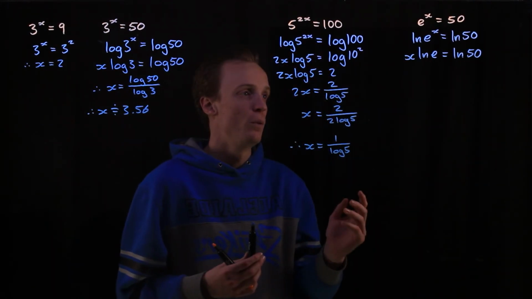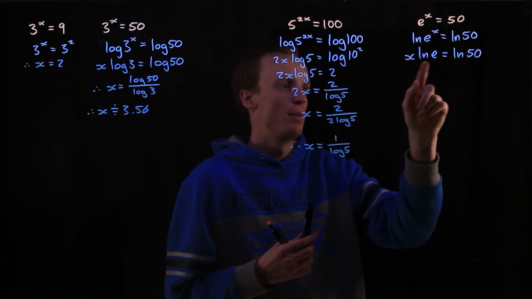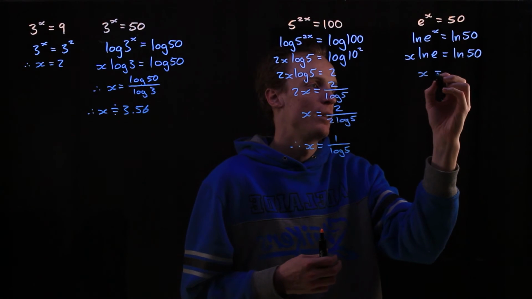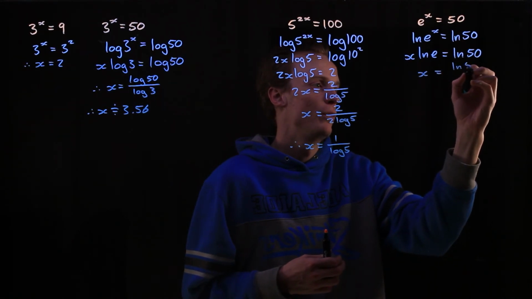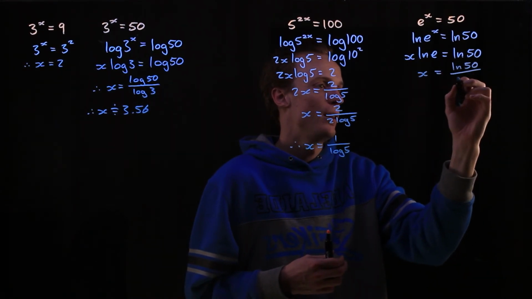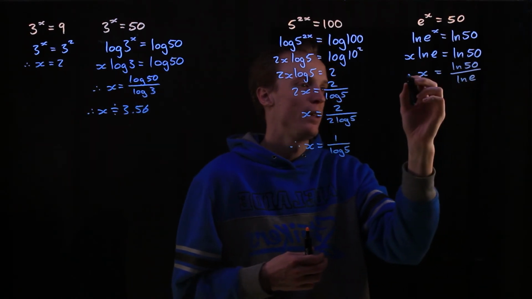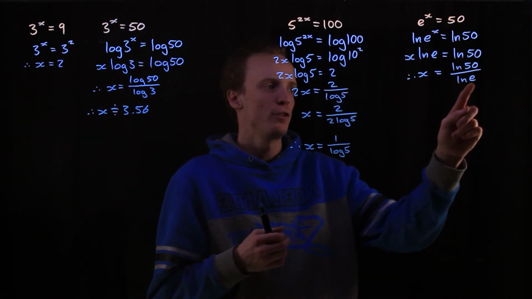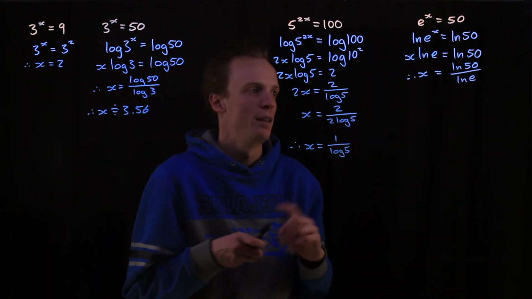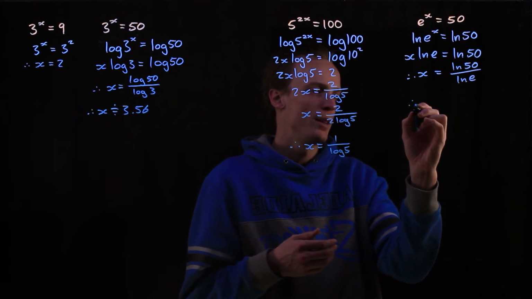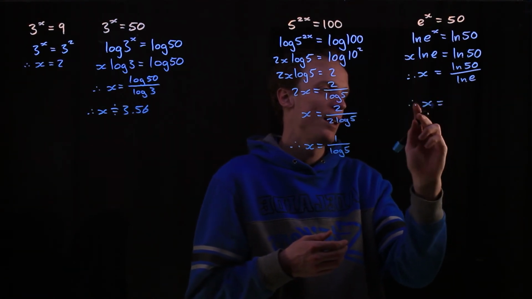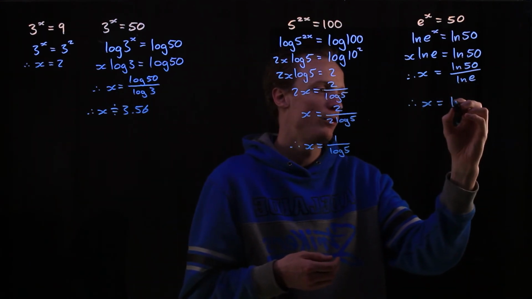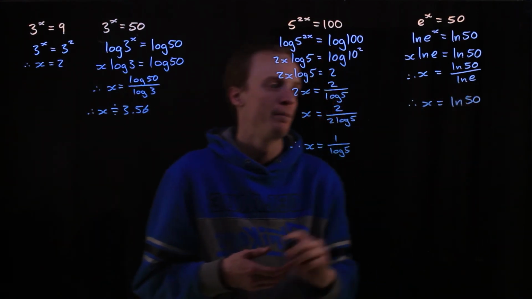And now, like I did before, I'm going to divide both sides by the natural log of e. So my x here is going to be equal to the natural log of 50 divided by the natural log of e. Now, at this point here, we should really note that the natural log of e is equal to 1. So we can simplify this one step further by saying that x is going to be equal to the natural log of 50 divided by 1, which is just the natural log of 50.